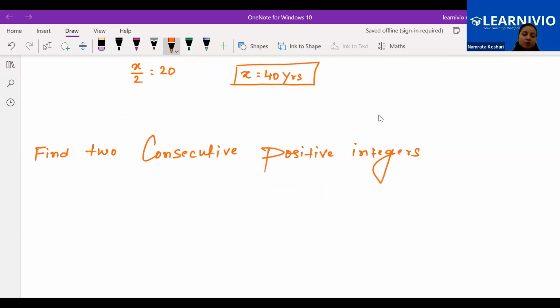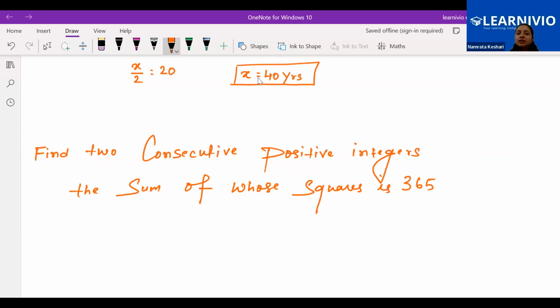The sum of squares of two consecutive positive integers is 365. Okay, we have to find two consecutive positive integers. What's the meaning of consecutive? Means very next to each other. Okay, that's called consecutive integers.